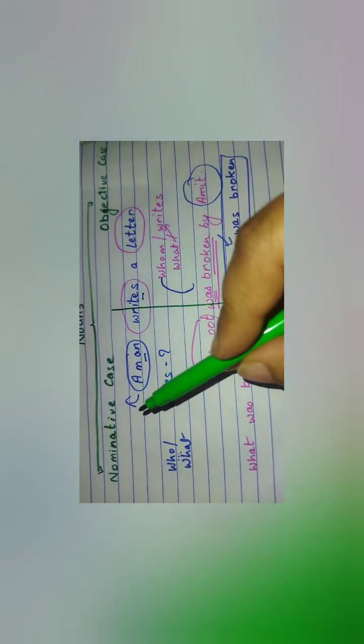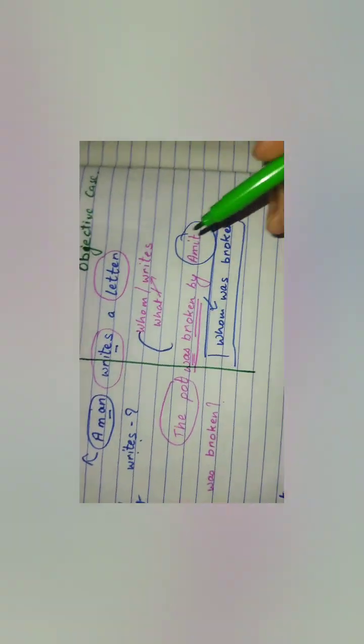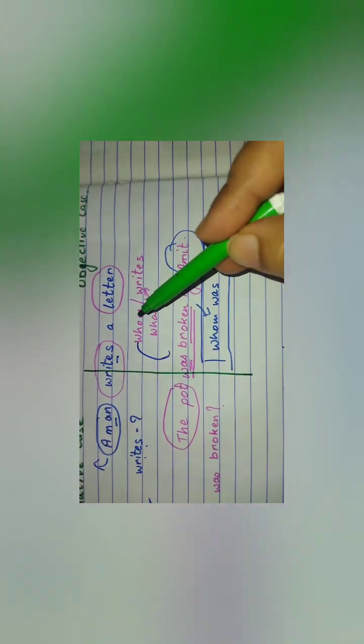Now we have studied about the nominative case. You have to find the verb and then ask who and what. So Neha found. Who found? Neha found. So Neha is the nominative case, and in the objective case you have to ask whom or what. So what did Neha find? She found her necklace. So this noun is in the objective case.